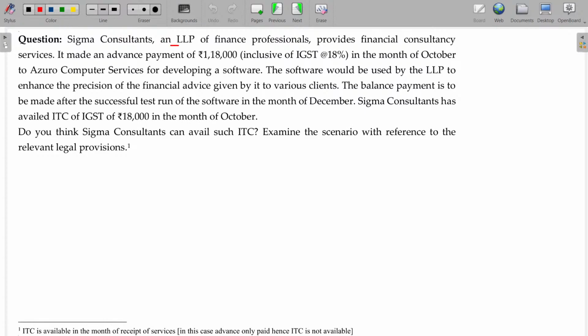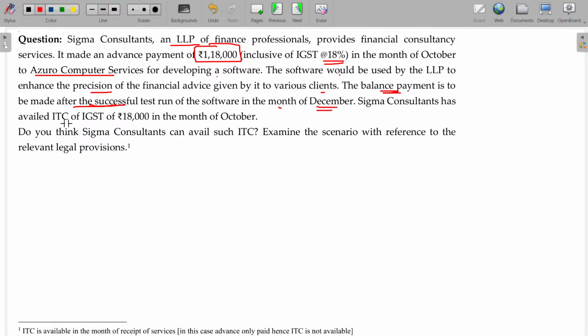Sigma Consultants LLP, a firm of finance professionals, provides financial consultancy services. It made an advance payment of 1,18,000 inclusive of IGST 18% in the month of October to Azura Computer Services for developing software. The software would be used by the LLP to enhance the precision of the financial advice given to various clients. Using the software, they can calculate financial performances better and give the advice properly to the clients also. Balance payment is to be made after the successful test run of the software in the month of December.